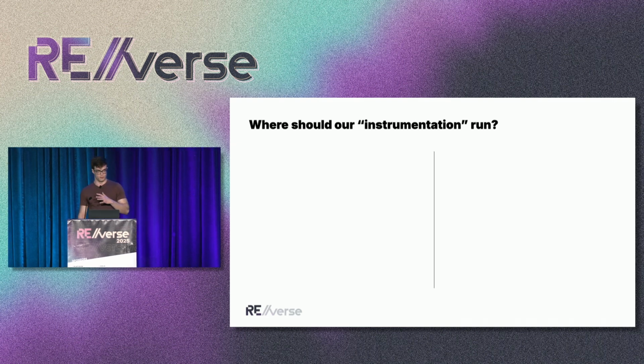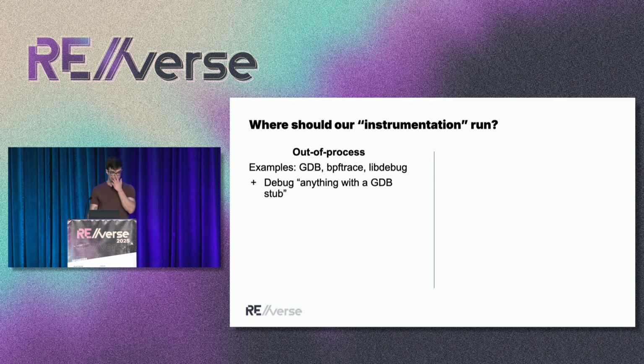But this begs the question of where should the instrumentation actually run? I think there's two options. You can do something out of process, like GDB or BPFtrace, or this cool library called libdebug. If you haven't looked at it, you should check it out. Basically, you can debug anything that has a GDB stub. So this lets you debug stuff that's running on a weird architecture or something that doesn't match your host.